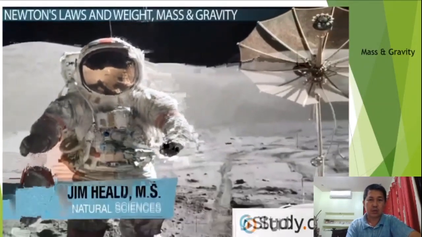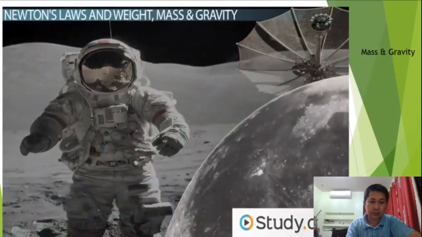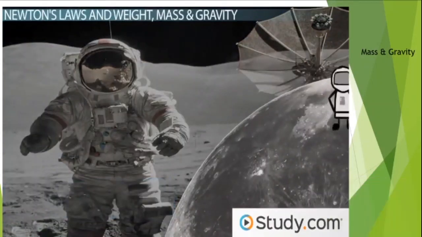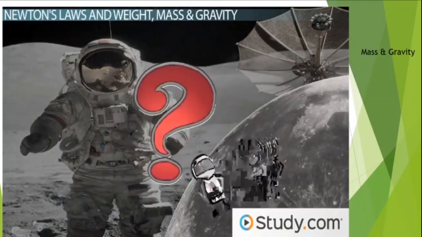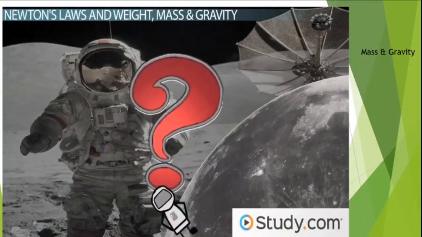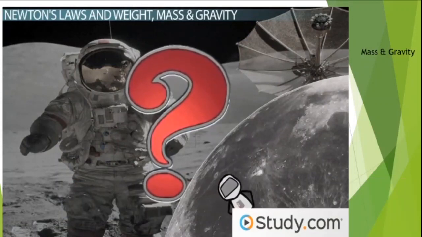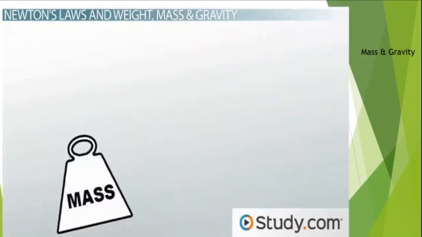Most of us have seen images of men walking on the moon. Now, even though the astronauts are wearing really heavy suits, they seem to bounce around the surface of the moon with very little effort. How is it that we can bounce around on the moon with ease, while jumping here on Earth requires a lot of effort? The answer to this question lies within the difference between mass and weight.